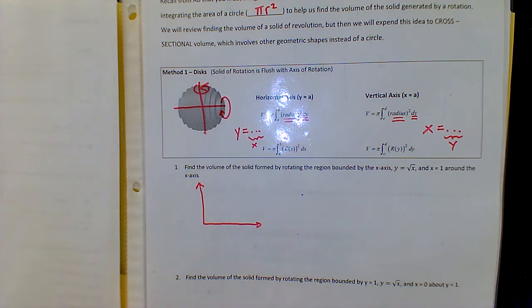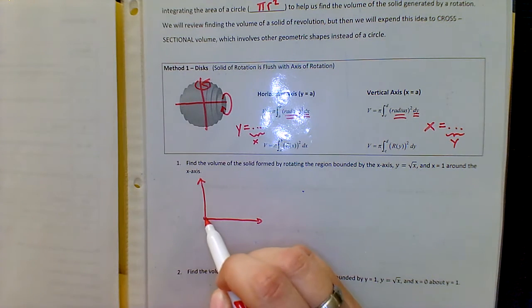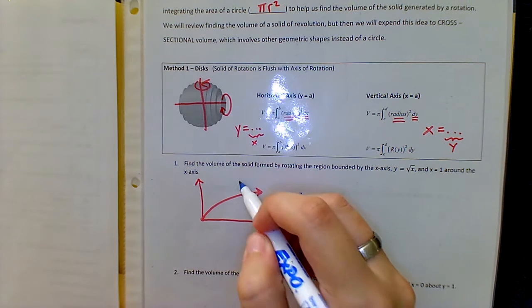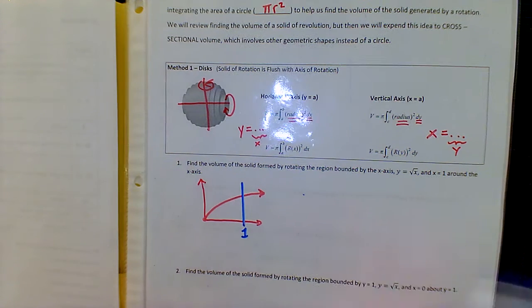Can we draw a square root graph? Basic square root graph? Remember what it looks like? Where it starts? Go ahead, Caitlin. Yep, I like that sideways parabola. Yep, definitely. All right, and then we have x equals 1, which would be a vertical line at the value of 1.